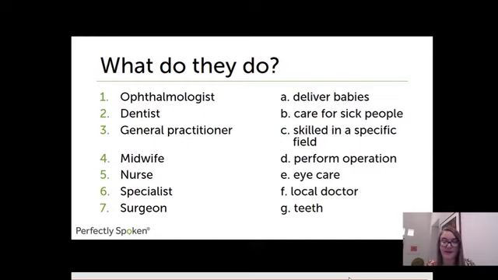So A being deliver babies, B, care for sick people, C, skilled in a specific field, D, perform operation, E, eye care, F, local doctor, and G, teeth. So what I'm asking you to do is to match. Doesn't read across, that would be too easy.